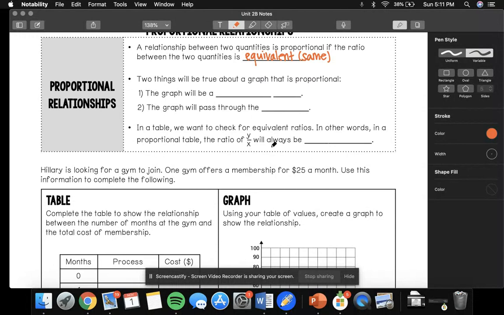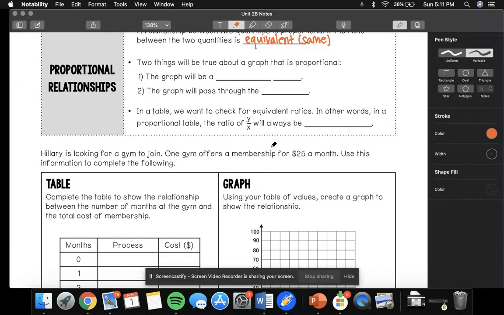When we look at a graph of a proportional relationship, they do two things. The first thing is that it will be a straight line, and that is because it is a constant equal relationship. And the graph will also pass through the origin. So if we're looking at a graph of a proportional relationship, it should start at the origin or cross through the origin. So that would be 0, 0. And that would also be the reason why we would have an equivalent ratio.